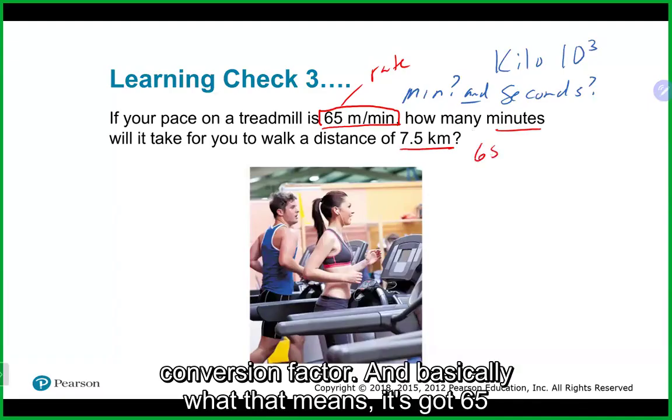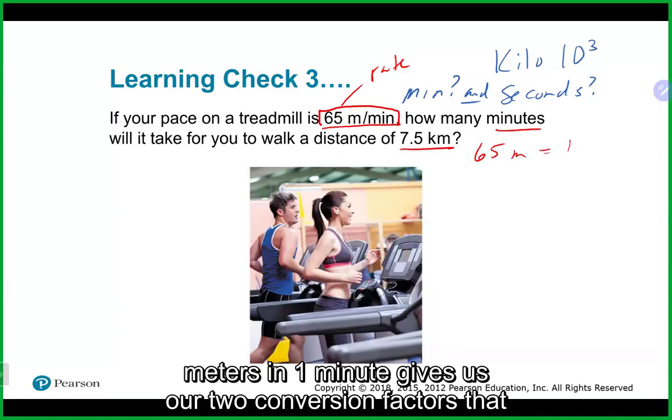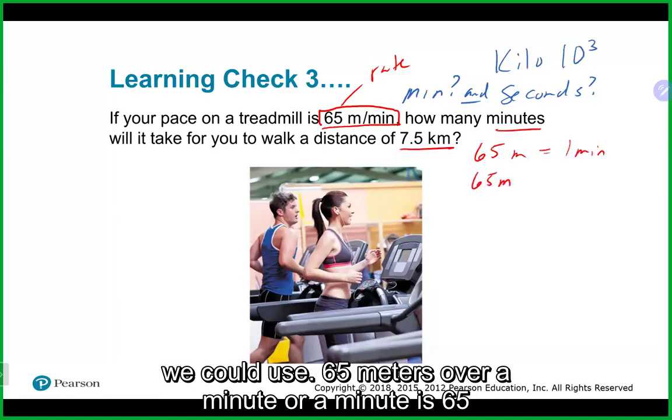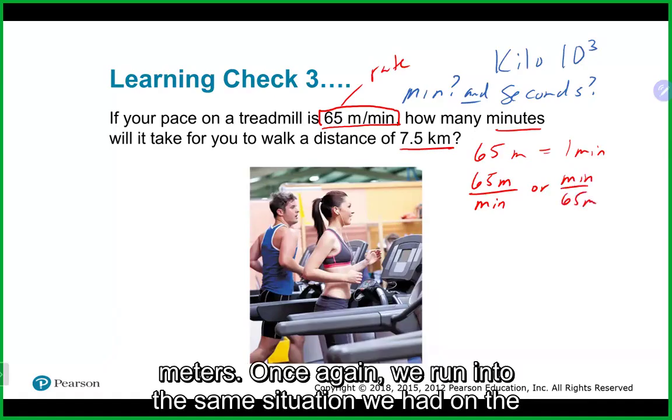And basically what that means is we've got 65 meters in 1 minute. That gives us our two conversion factors that we could use: 65 meters over a minute, or a minute is 65 meters. Once again, we run into the same situation we had on the last one.